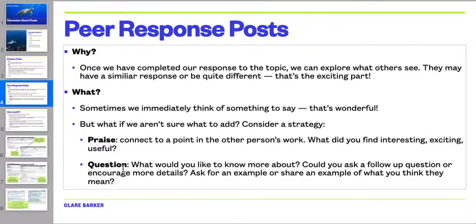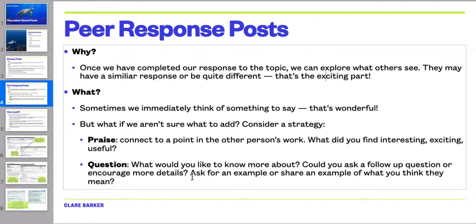What if you can ask a question? Maybe you'd like to know a little bit more about how they've expressed themselves. Maybe you could share an example that works for you. So you could say, well, I think you're saying, and so I'm perceiving it in this way. Is that true? Is that what you're seeing? Is my example accurate?